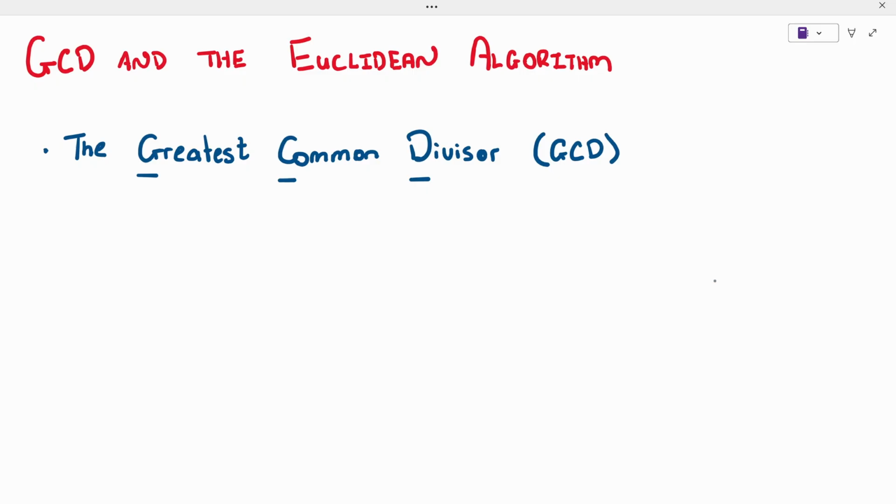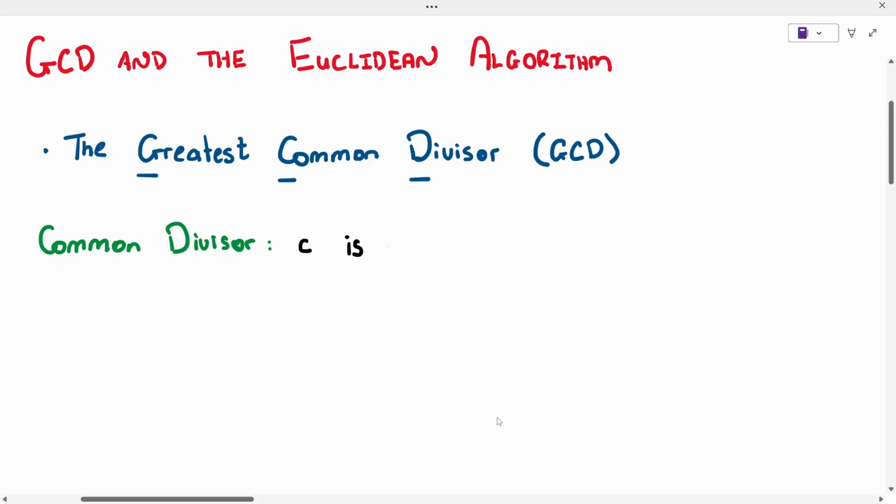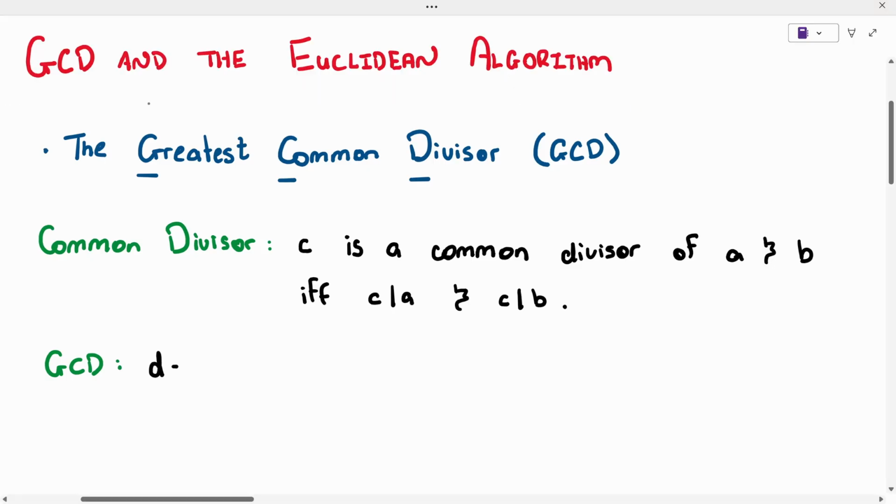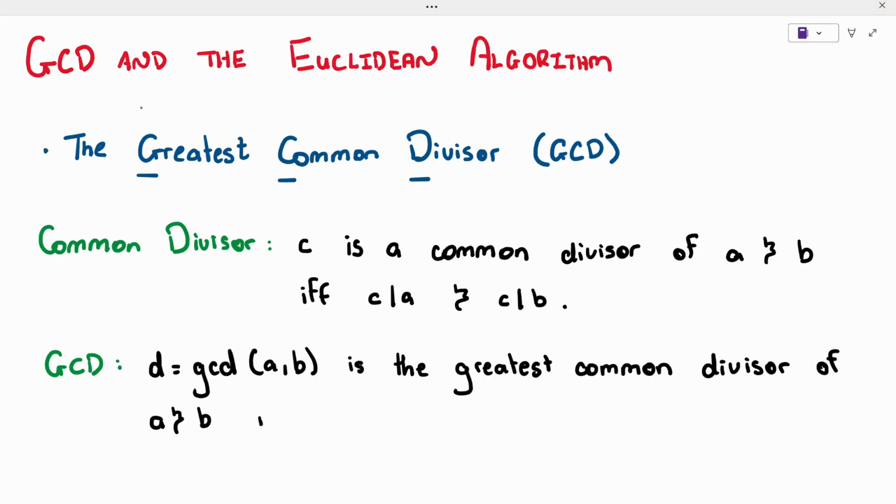So what is the greatest common divisor, the GCD? Well, to define that, we first need to define what a common divisor is. So we say that C is a common divisor of A and B if and only if C divides A and C divides B. So the greatest common divisor, we could call that D of A and B if and only if two conditions hold.